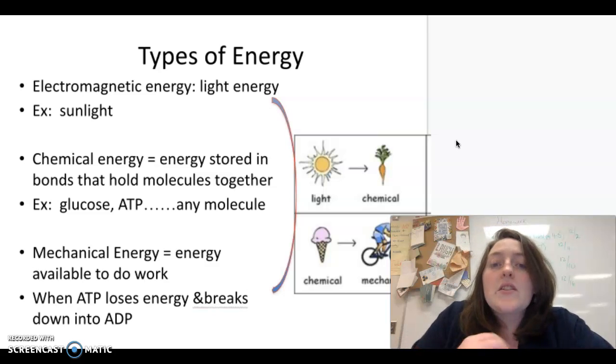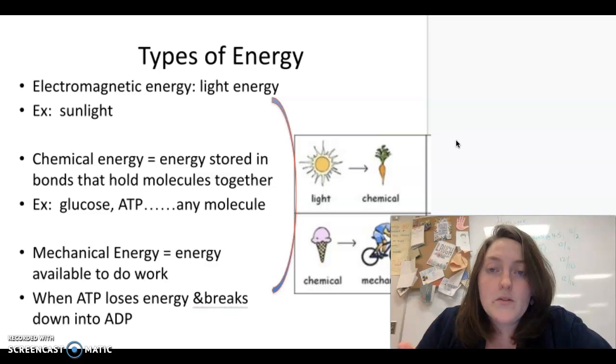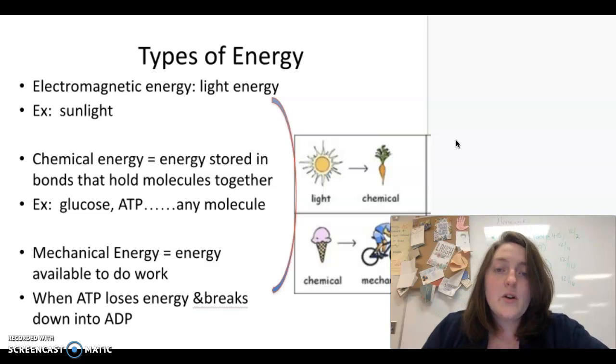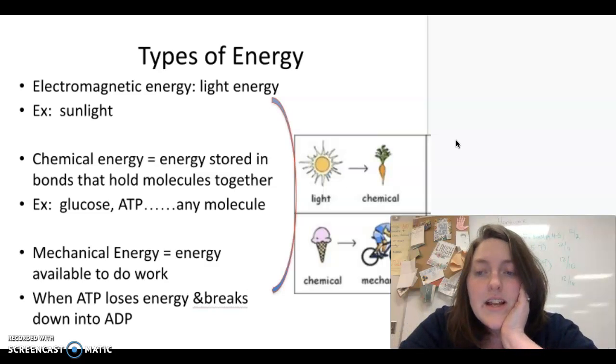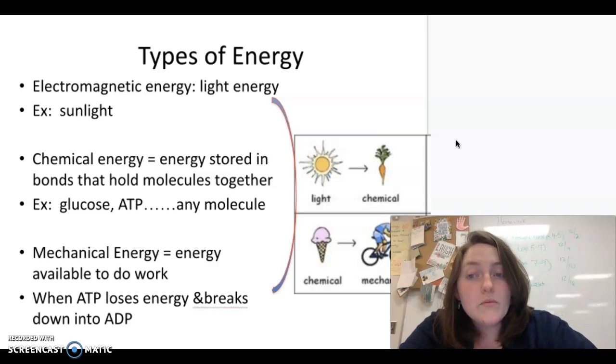Chemical energy is energy that's stored in the bonds that hold molecules together. So anything that has a molecule has energy stored in it. Glucose and ATP tend to have a lot. Mechanical energy is energy available to do work. So when ATP breaks and loses that energy, that usually ends up converting into something that's doing a job, like mechanical.